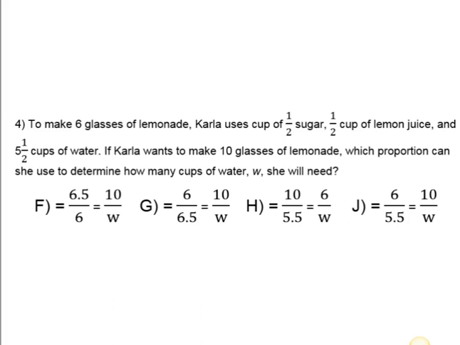F, 6.5 over 6 is equal to 10 over W. G, 6 over 6.5 is equal to 10 over W. H, 10 over 5.5 is equal to 6 over W. J, 6 over 5.5 is equal to 10 over W.